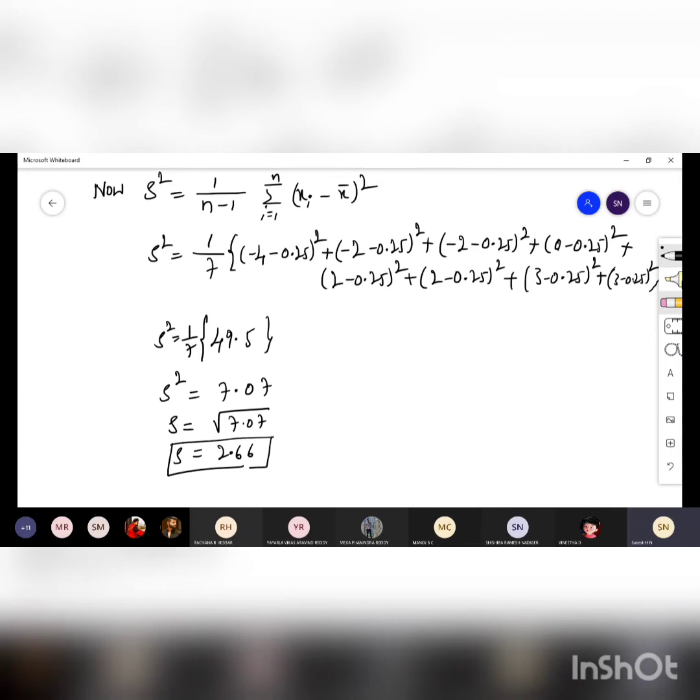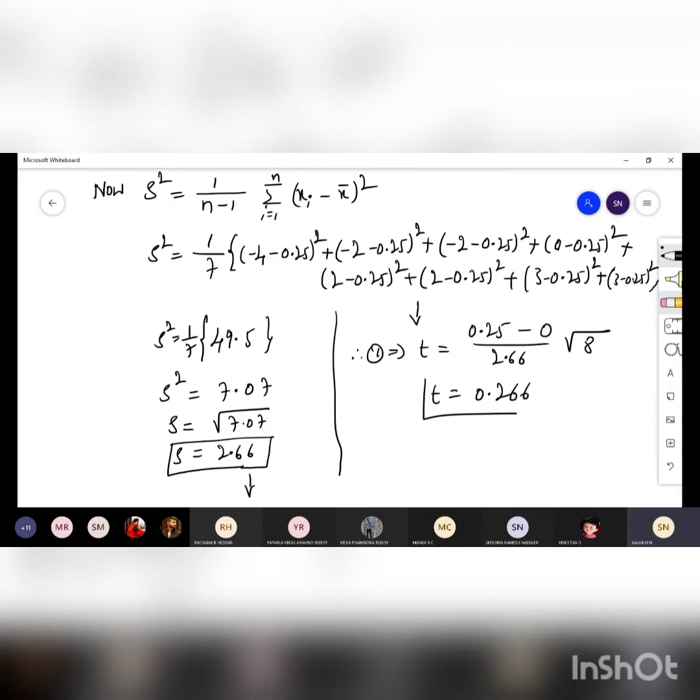So we got the value of x bar and s, and we know mu and n. Now we can substitute this into equation number 1. After writing here, please write this step. So equation 1 becomes t is equal to 0.25, that is x bar, minus mu value is 0, s value is 2.66 into square root of n is 8. Substitute this into the calculator, then you will get t as 0.266. This is the value of the student's t distribution.